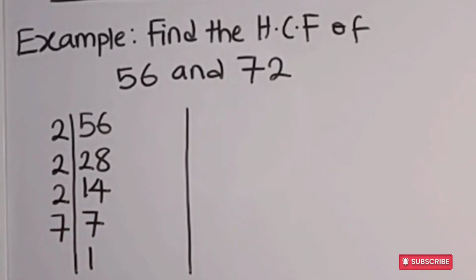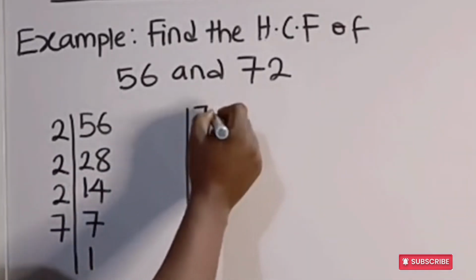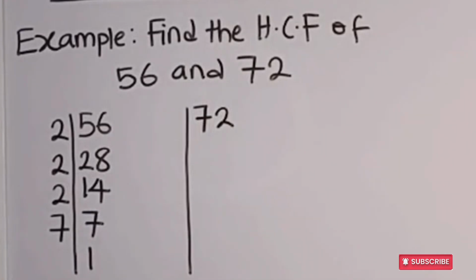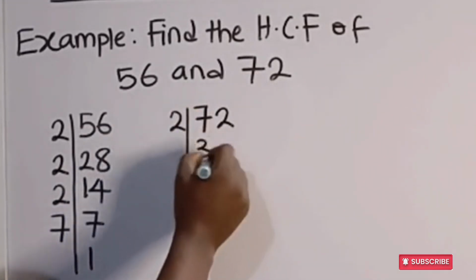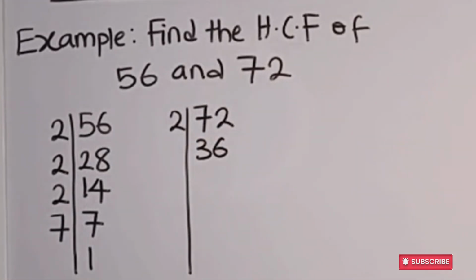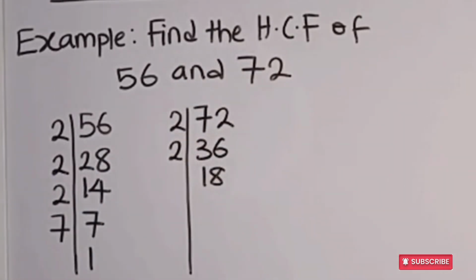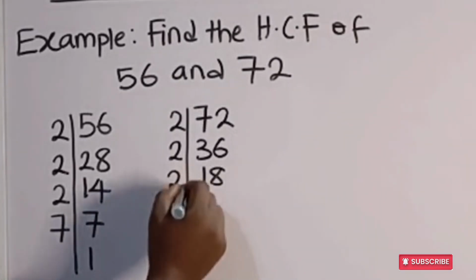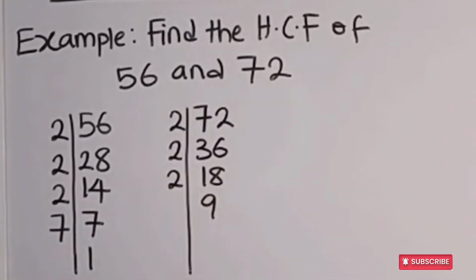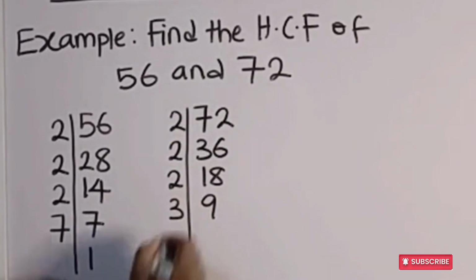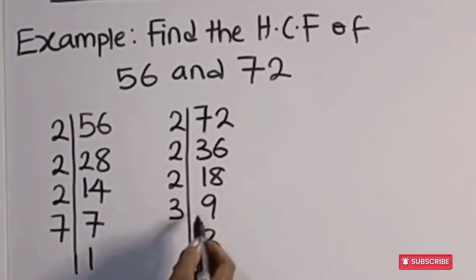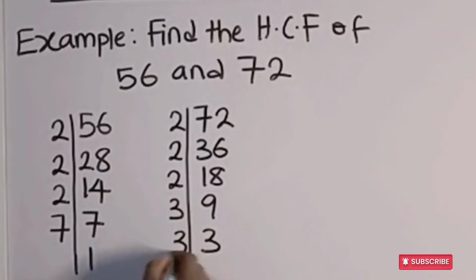So now let's break down 72. 72 divided by 2 is 36. 36 divided by 2 is 18. 18 divided by 2 is 9. We can no longer divide by 2, so we divide by 3. 9 divided by 3 is 3. And 3 divided by 3 is 1.